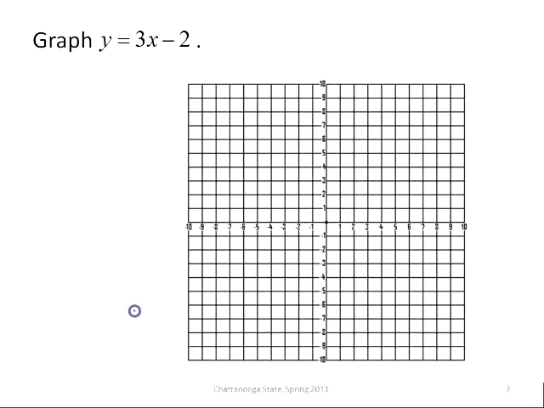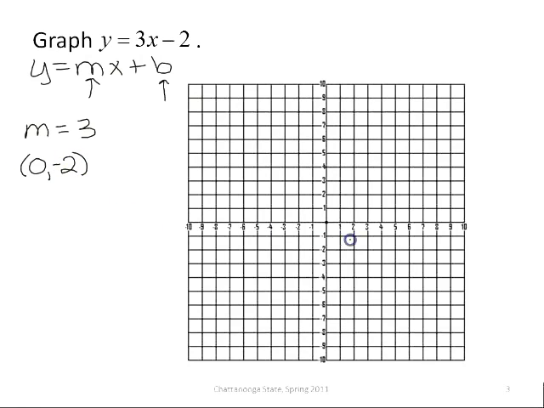Here the equation is y equals 3x minus 2. Now because this equation is in what we call slope-intercept form, I know that the coefficient of x is the slope, and the constant term is the y-coordinate of the y-intercept. So I know my slope here is 3, and my y-intercept is the point (0, -2). That's the point where your line crosses the y-axis, so that would be right here.